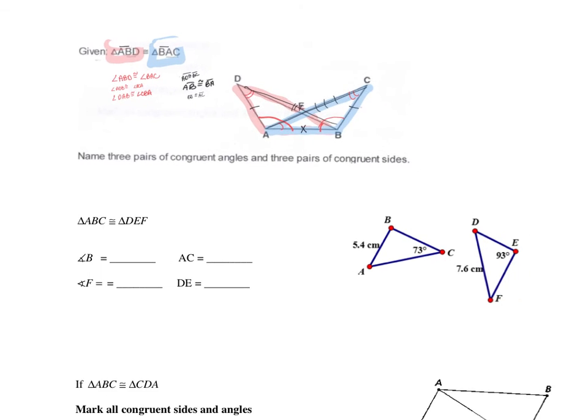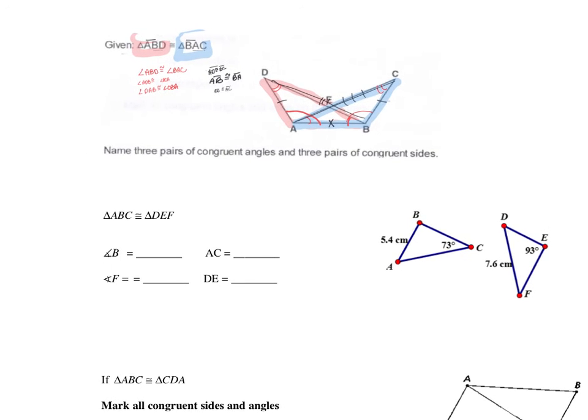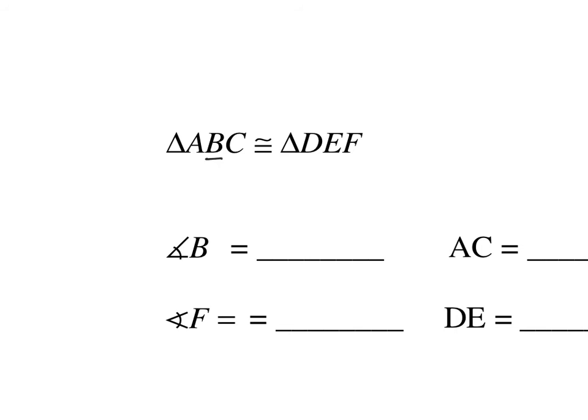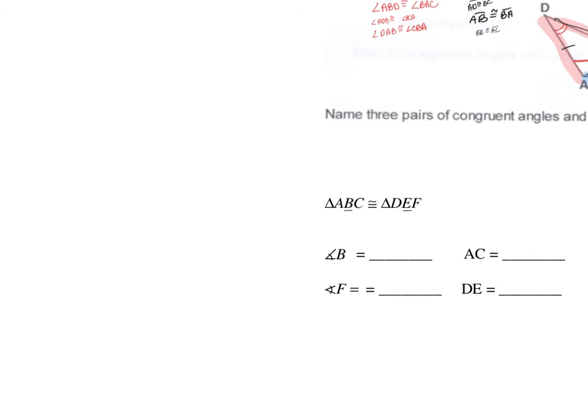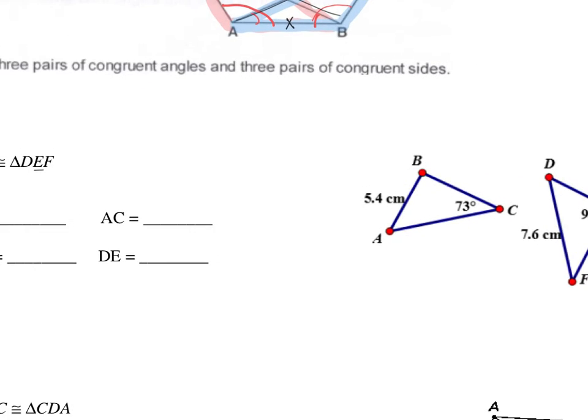Okay, now let's go on to the next part. So again, we're just going to practice naming the stuff. So if I look, I have triangle ABC is congruent to triangle DEF. If we look, we can say that angle B lines up with angle E. So I can say that angle B and angle E are congruent.